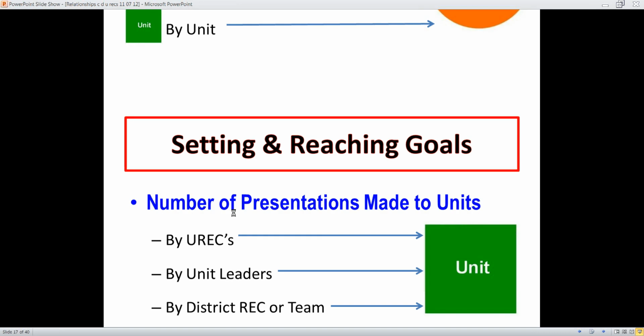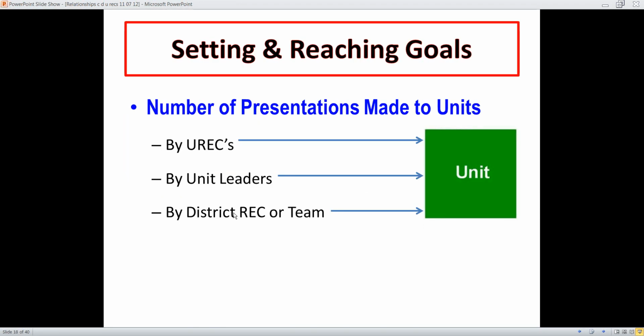Another goal, number of presentations made to units. Earlier information was talking about unit leaders making these presentations, and certainly that's fine, but hopefully every unit would also have a religious emblems coordinator. This is not just for faith-based units. Every unit should have a religious emblems coordinator, and in some ways perhaps it's even more important in some of the non-faith-based units because the linkage already may exist in many of the faith-based units.